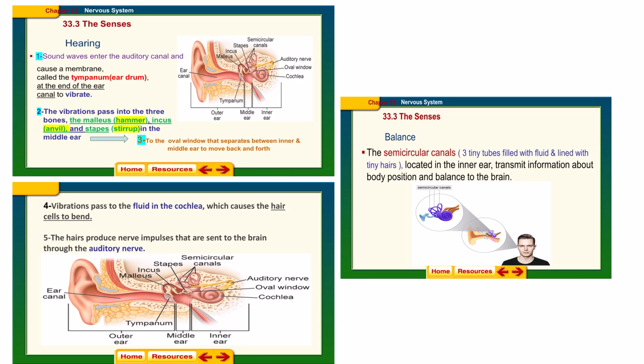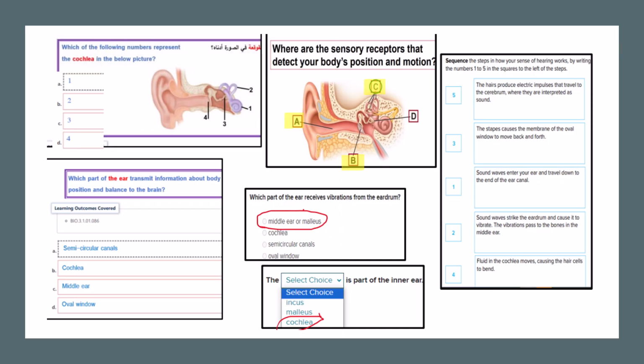Then coming to the question: what are the sensory receptors that detect your body's position and motion? You can see the options here. The ear transmits information about body position and balance to the brain, which is the semicircular canals.